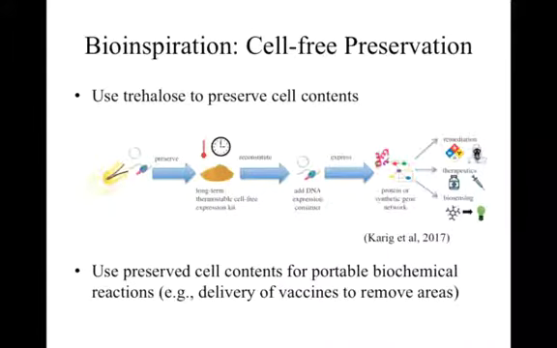Just a little plug for my husband's research. He actually uses some of these sugars to try to preserve and dry out cell contents that he can use for sort of portable biochemical reactions. And so he's actually using these specialized sugars, trehalose is one of them, that form these glassy protective layers around, in his case, not cells, but just the proteins and enzymes in the cells, the cell guts. And then that actually allows these cells to be dried out completely into powder form and then be rehydrated in the field to do whatever function he wants them to do.